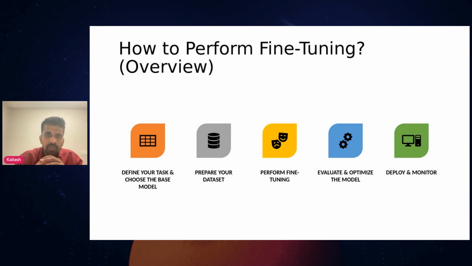So next, we will go through the process on how to perform fine tuning. The first and foremost thing is to define your task and choose the base model. And the next parts are prepare your data set, perform fine tuning, evaluate and optimize the model, and deploy and monitor. We will go through each of the steps.